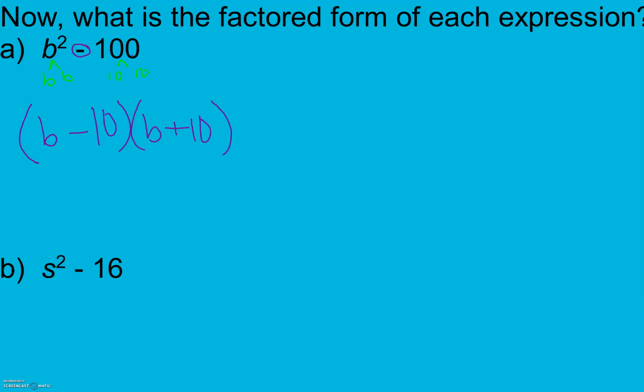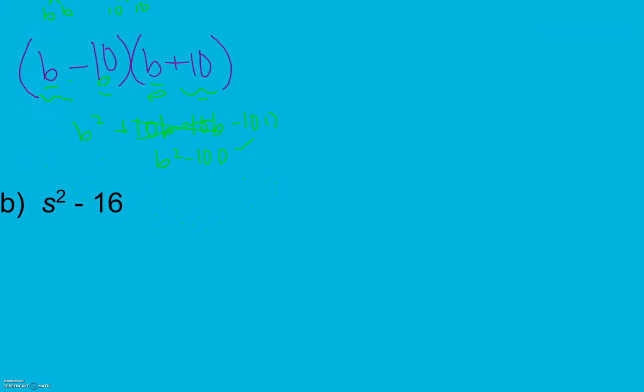It's important to FOIL these back, guys, just to make sure. Firsts, outsides, insides, lasts. Outsides and insides cancel, and that's what we're looking for, especially when we're checking, to make sure our signs are right there and to make sure that we have the same factors.